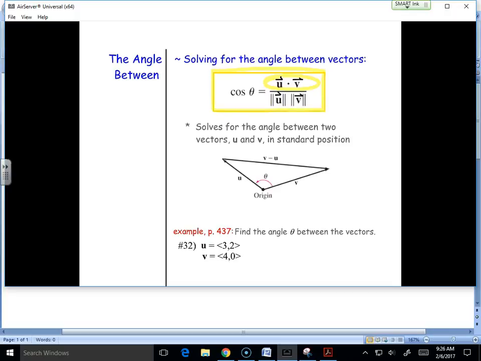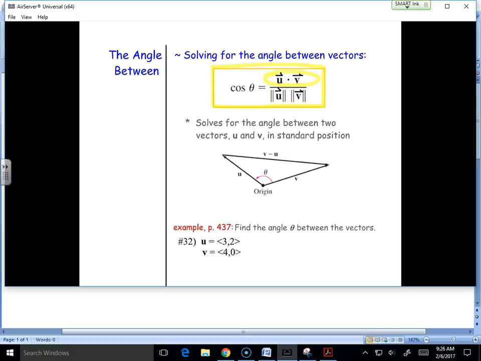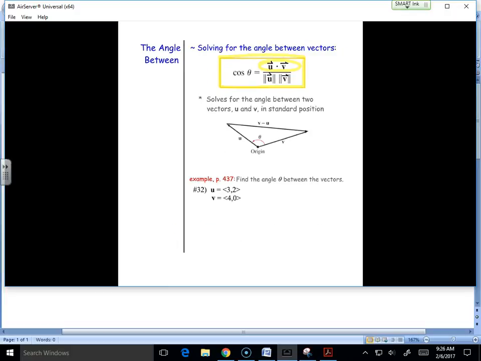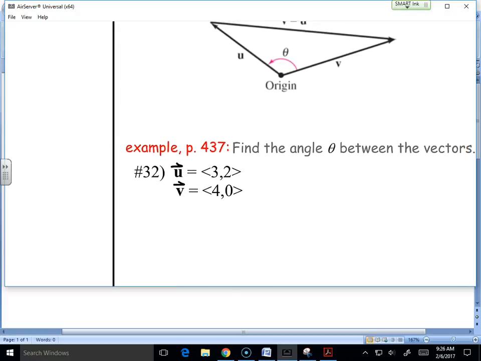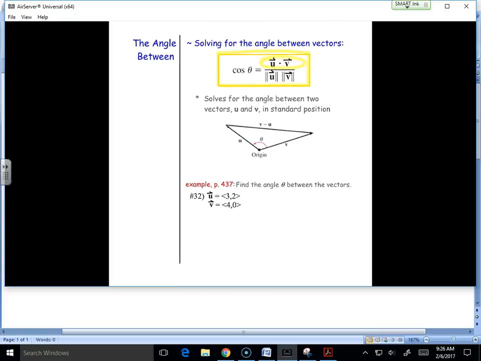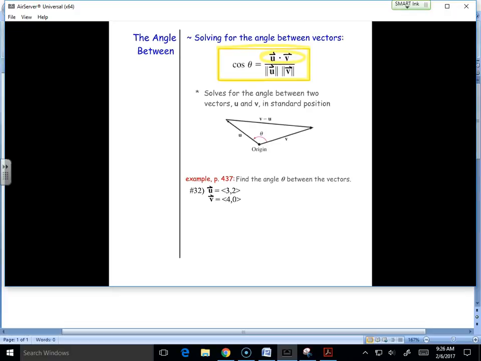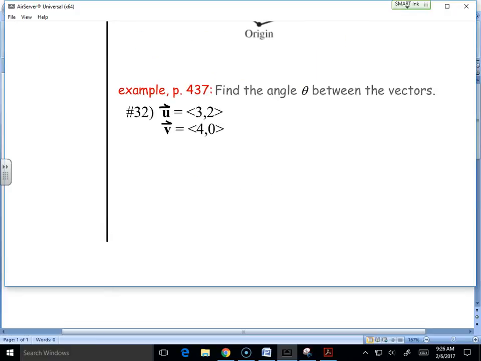So in order to plug and chug, we got to find each of our pieces. So we have vector u and vector v. Do you guys get them down? Sorry, I'm kind of zoomed out. Vector u is 3, 2. Forget your notation. Vector v is 4, 0. For my formula, I need a few pieces. I need to know the dot product. I need to know the magnitude of u and the magnitude of v. So I'm going to go ahead and, before plugging into the formula, find each of those. What is the dot product?